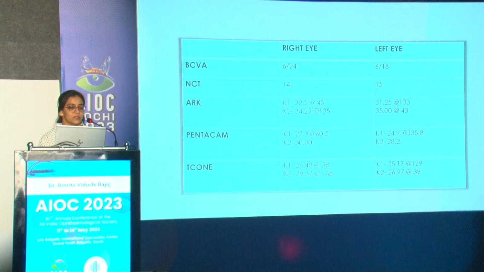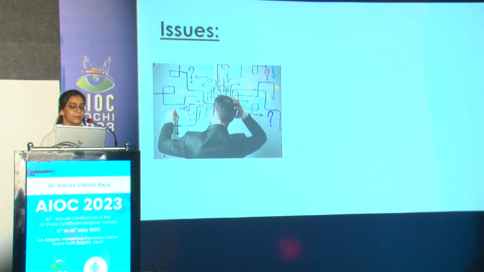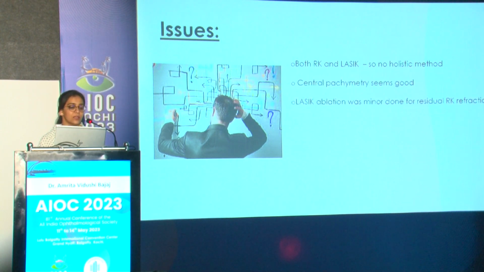So this is the summarization of all the things: the patient has a BCVA of right more than left, with normal NCTs and a wide range of keratometric readings from all the machines that we have gotten ahead with. So the issue remains the same, that in both RK and LASIK, there is no holistic method that we can go ahead with. The central pachymetry seems good, which gives us a good idea that the LASIK ablation was probably minor for the myopic residual RK refraction, and there is a definite central flattening.